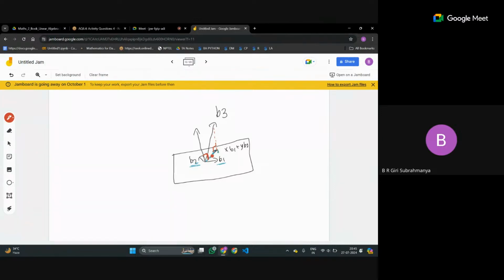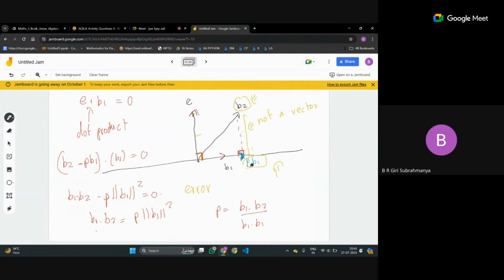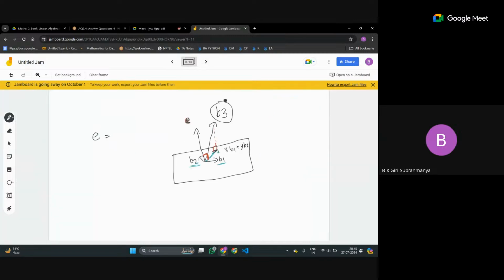All right. So this is the error vector, but this time, what will this error vector be? Remember last time we did B2 minus its projection. Now we will do B3 minus its projection. So B3 minus (x B1 plus y B2). This is going to be our error vector. Clear?